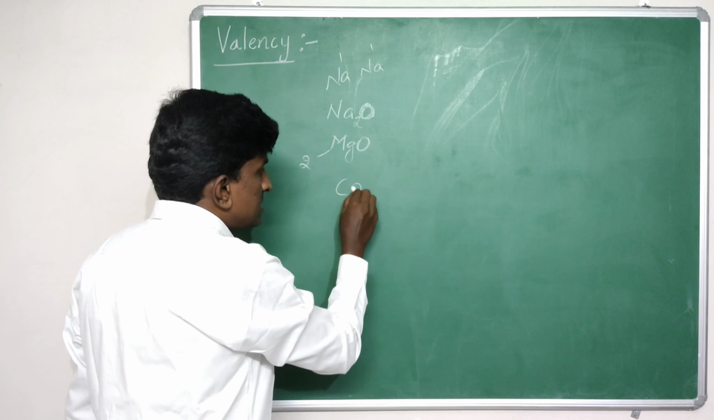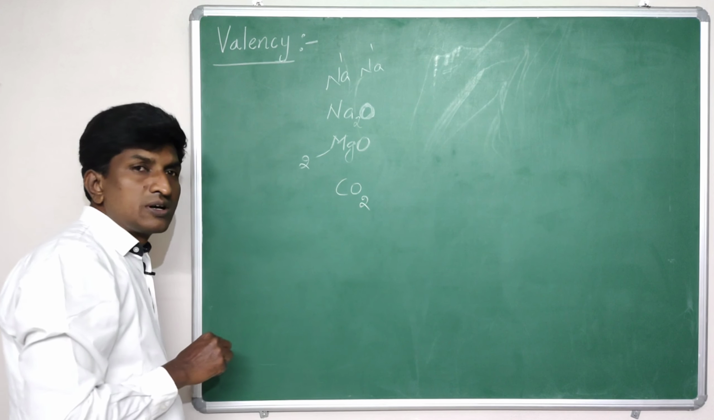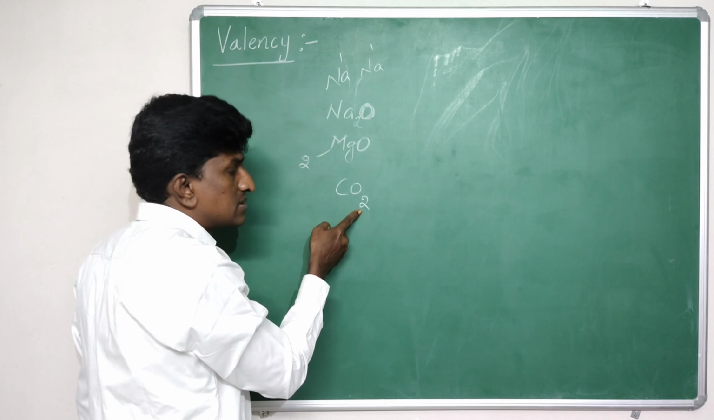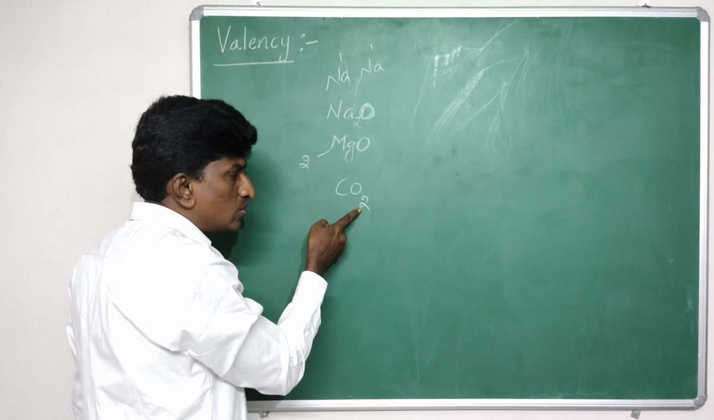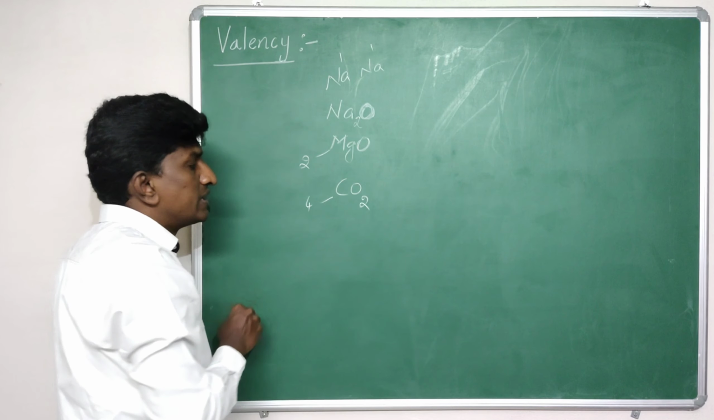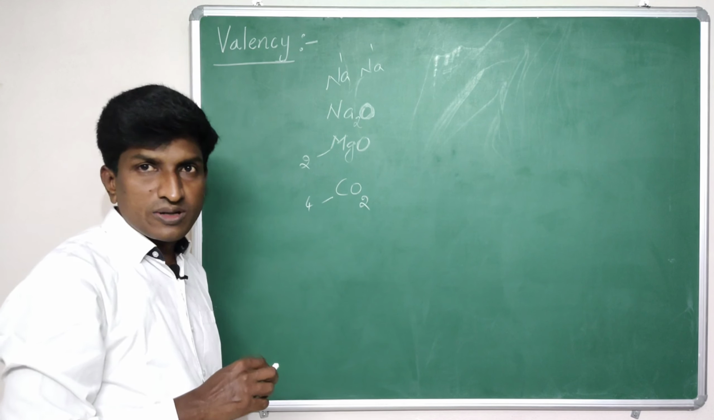Similarly, consider carbon dioxide. Carbon has combined with 2 oxygens. So 2 oxygens, 2 into 2, double, 4. So 4 is the valency of carbon.